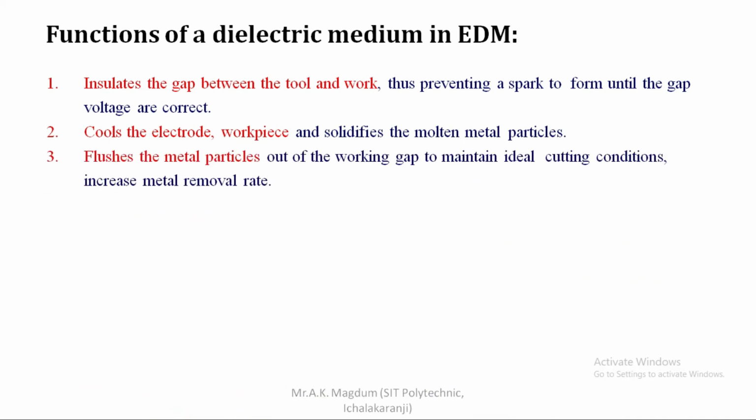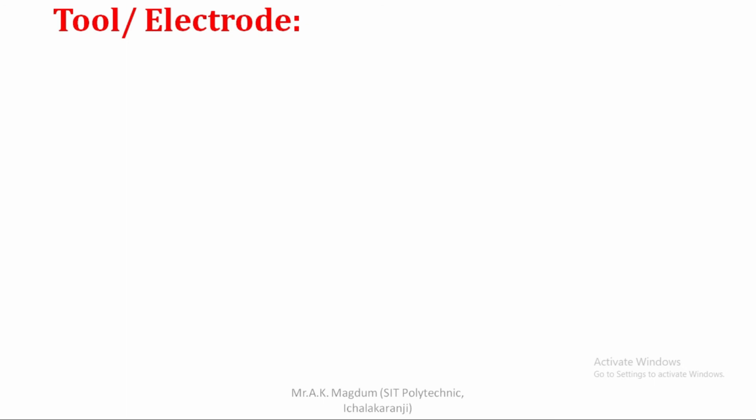Last one, it flushes the metal particles out of the working gap to maintain ideal cutting conditions and increase the metal removal rate. So the last function is a very important function. The small particles removed from the workpiece should be separated from it because we want to remove metal continuously from the workpiece, and indirectly this dielectric fluid helps improve the material removal rate of the EDM process. So this much about the dielectric.